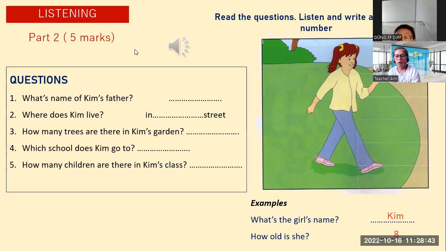Three. Do you have a garden at your house? Yes, and there are 7 trees in it. How many trees? 7. It's a big garden. Four. And where do you go to school? I go to Red House School. Is that R-E-D? Yes, that's right. Five. And how many children are in your class? There are 14. 14? That's a small class. It's okay. I'm very happy there. That is the end of part two.